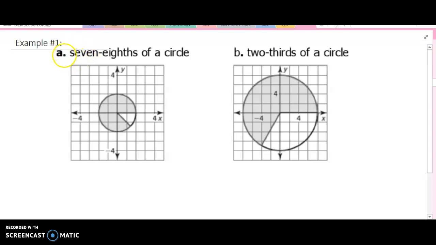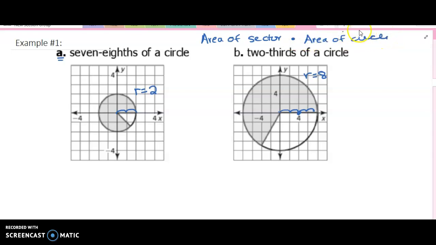All right, let's look at this example here, part A. Okay, notice the circle here has a radius of 2, and the circle over here, notice these are going by 2, so 2, 4, 6, 8. My radius here is 8. Okay, so I want the area of the sector, the proportion of the sector times the area of the circle.